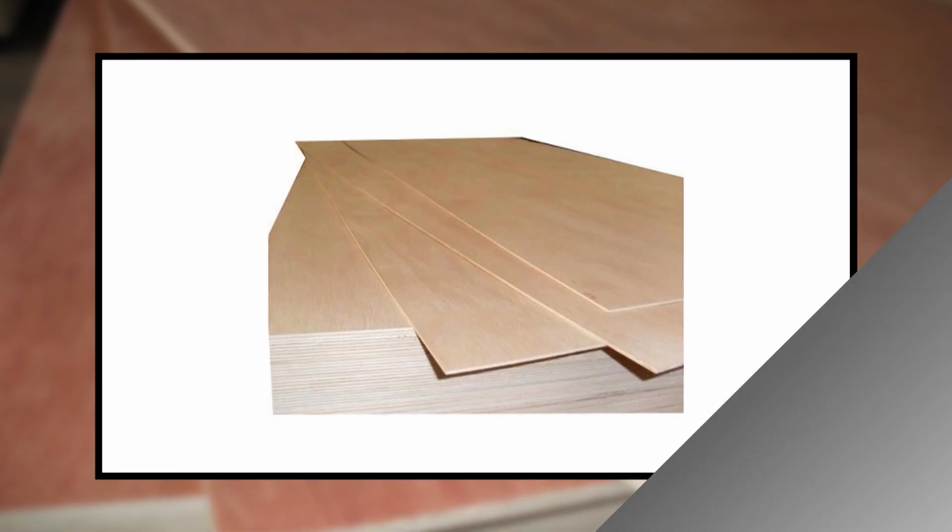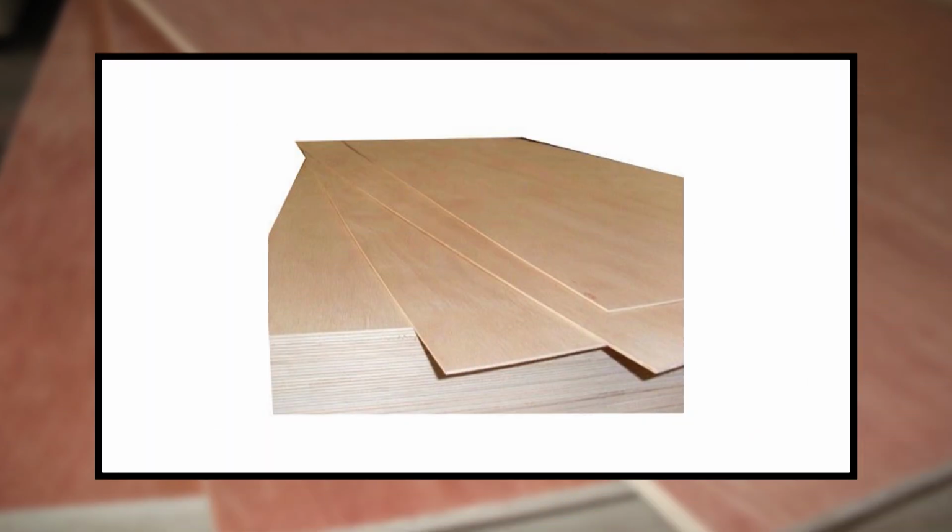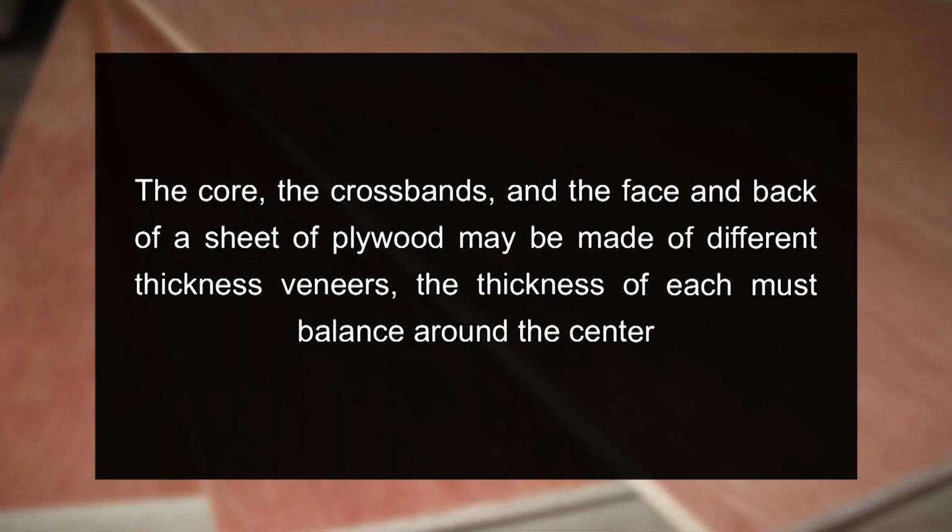Dear students, now let us talk about the sizes of plywood. Plywood sheets range in thickness from 0.06 inch to 3 inch. The most common thicknesses are in the 0.25 inch to 0.75 inch range. Although the core, the cross bands and the face and back of a sheet of plywood may be made of different thickness veneers, the thickness of each must be balanced around the center.